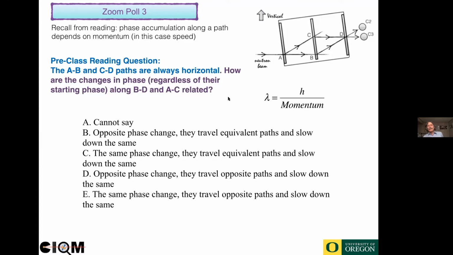5 seconds. Okay, we'll end the poll. Very good. Okay, so almost everybody said C, which is correct, the same phase change.